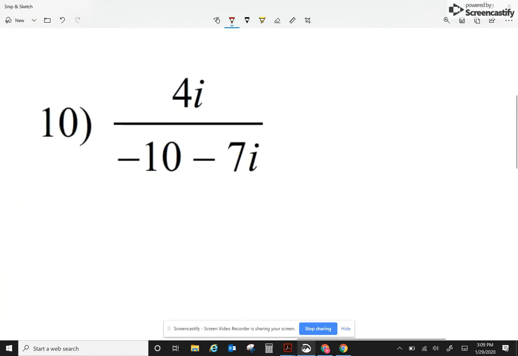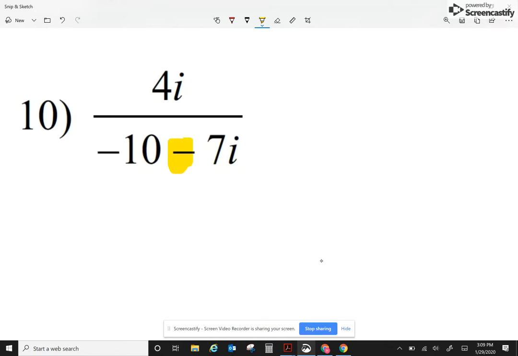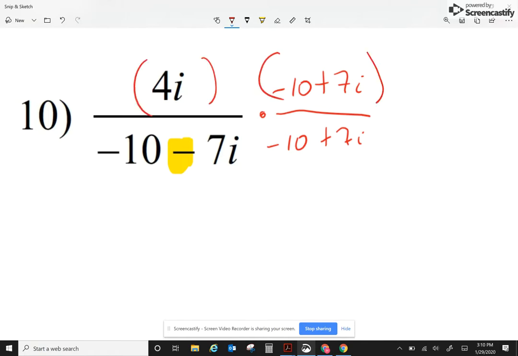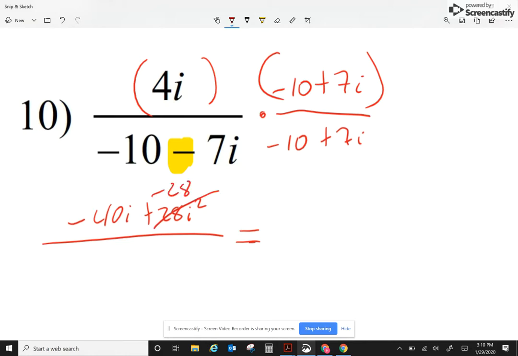Take a look at question number 10. I see the sign in between, so I'm going to multiply top and bottom by negative 10 plus 7i, top and bottom. So now on the top, let me distribute the 4i. That gives me negative 40i plus 28i to the second. 28i to the second basically becomes negative 28. When I write it here, I'm just going to say negative 28 minus 40i. I move things around just because we do the real part before the imaginary part.